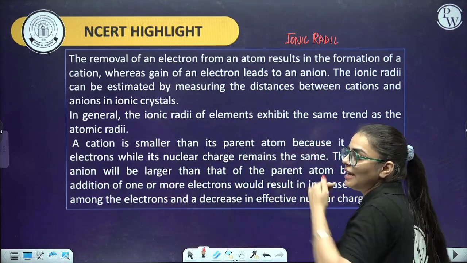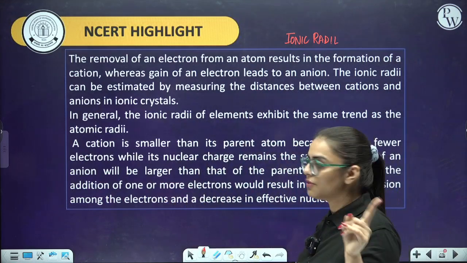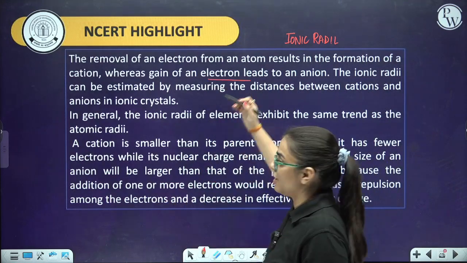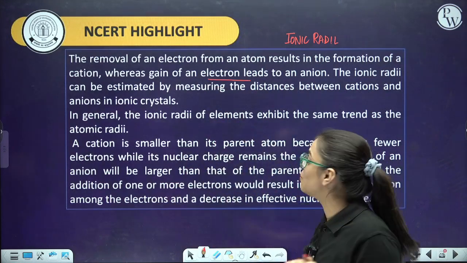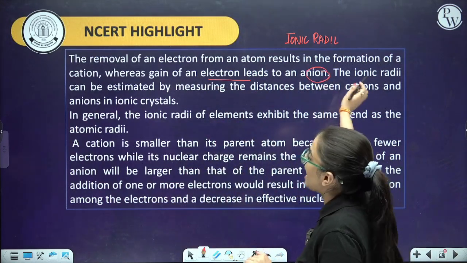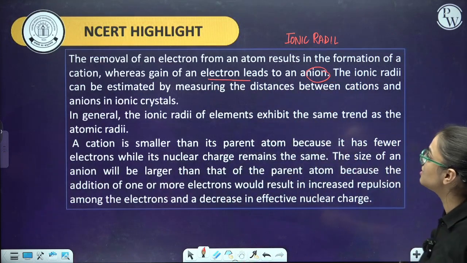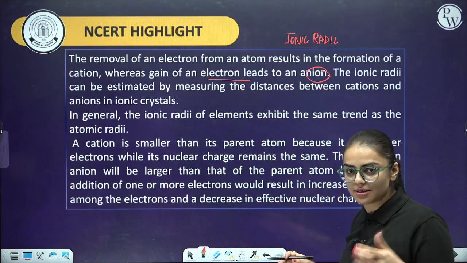If you are removing an electron, a negative one, you will be left with positive, you are a cation. Whereas with gain of an electron, if you are accepting an electron, you will become an anion. The ionic radii can be estimated by measuring the distance between cations and anions in an ionic crystal.